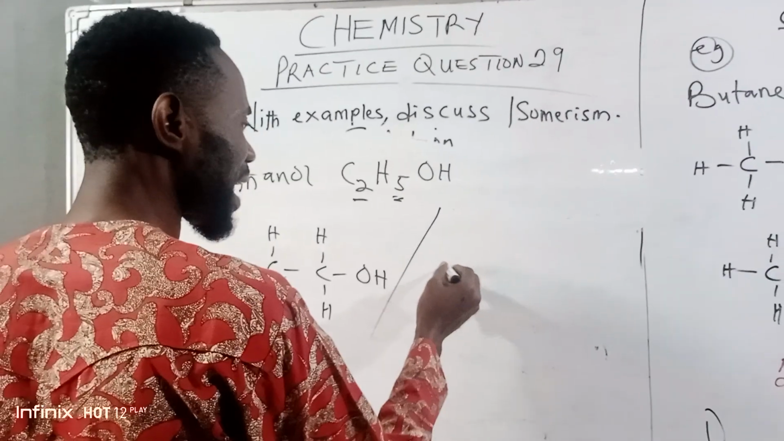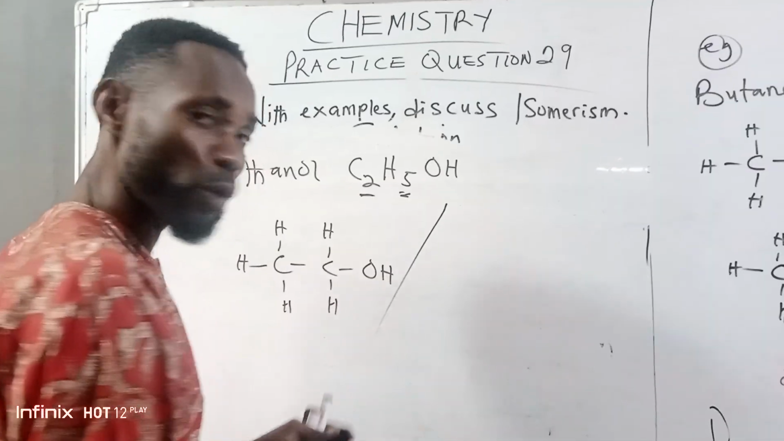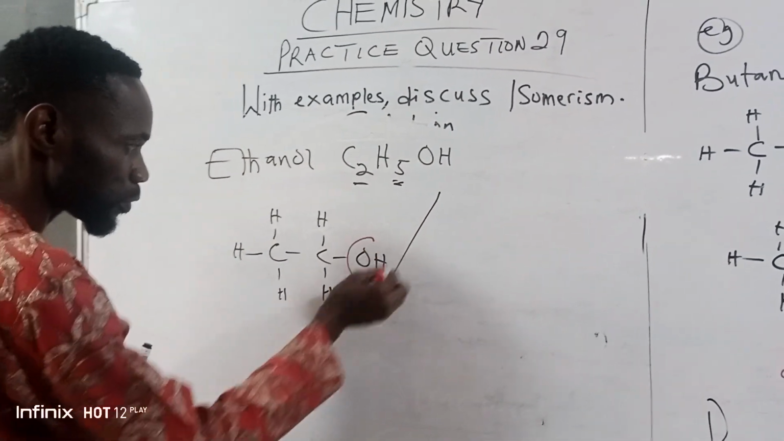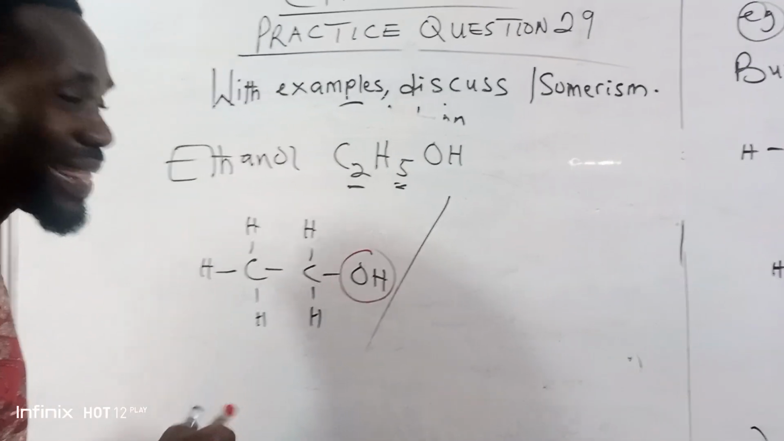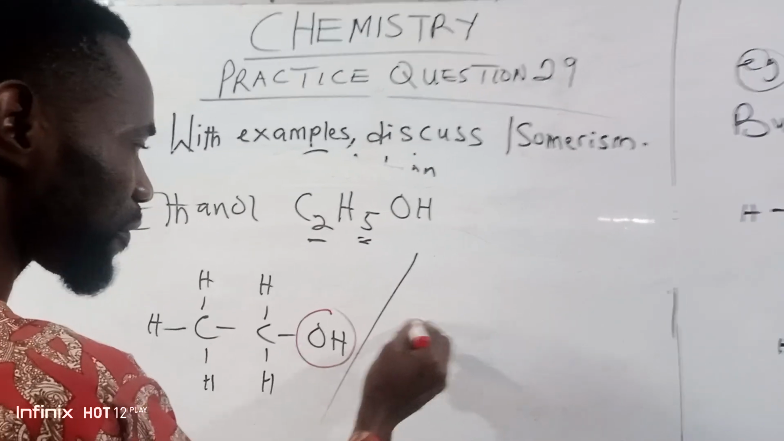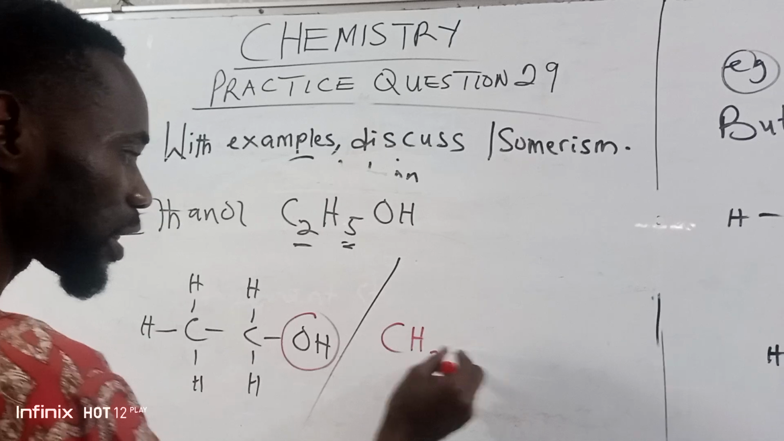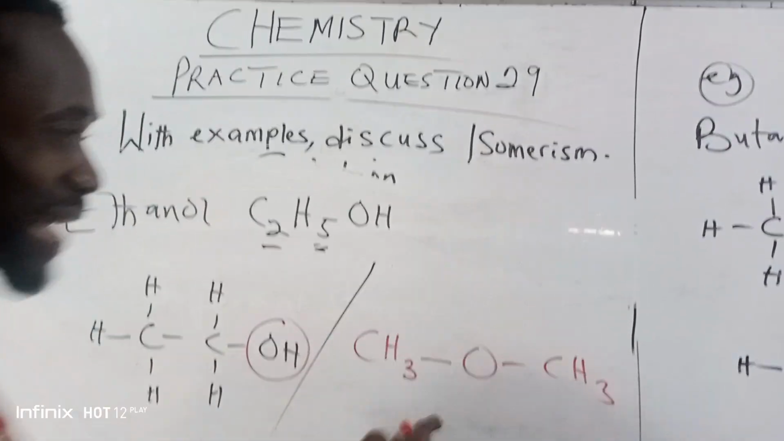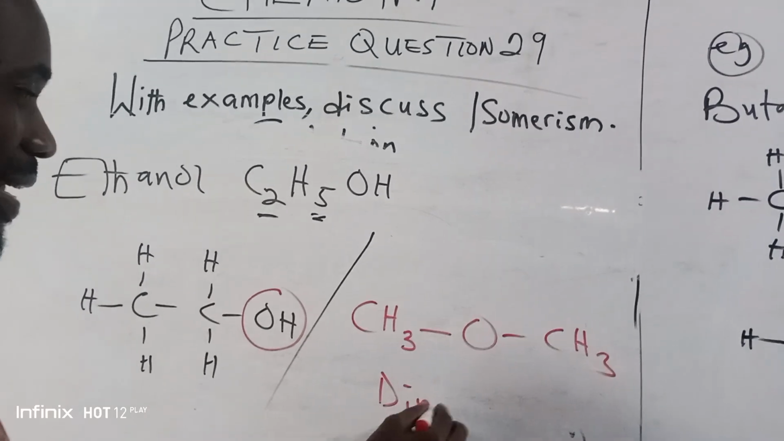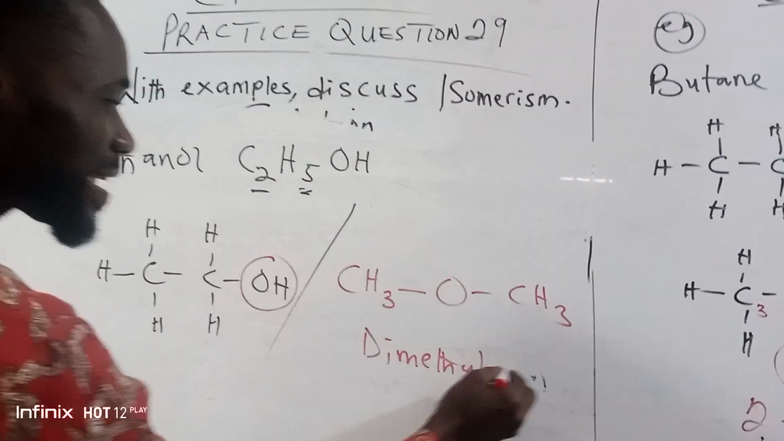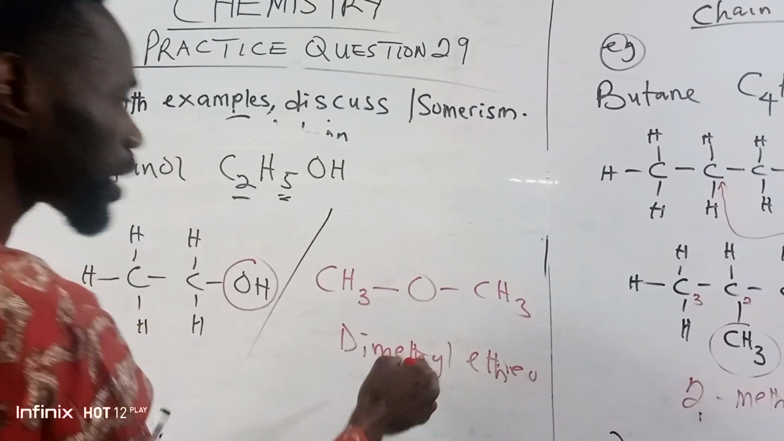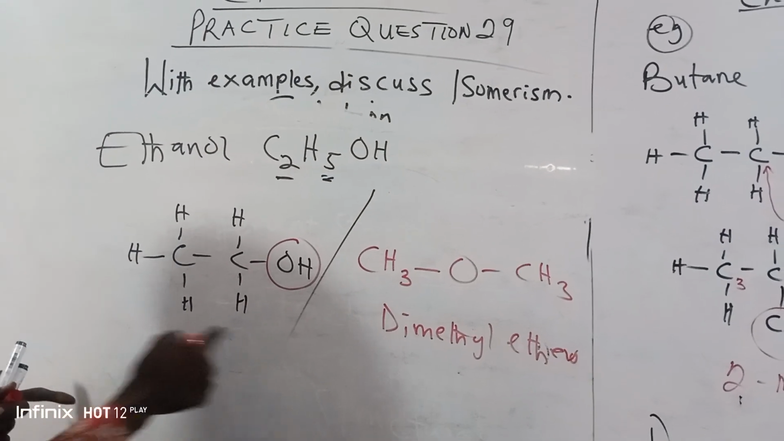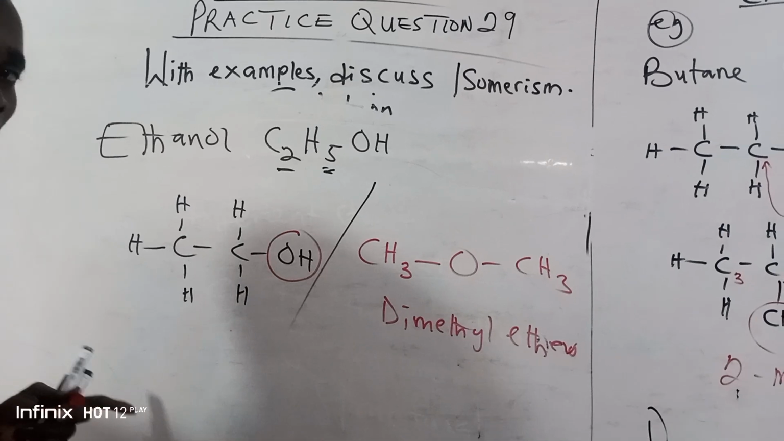Now, dimethyl ether has a different functional group. The functional group present in ethanol is the OH group. Look at it. While in dimethyl ether, you have a methyl group CH3. The functional group is O attached to another CH3. So what I have here is dimethyl ether. Dimethyl ether belongs to the functional group called the ethers, while here, OH belongs to the functional group called the alkanols or the alcohols.